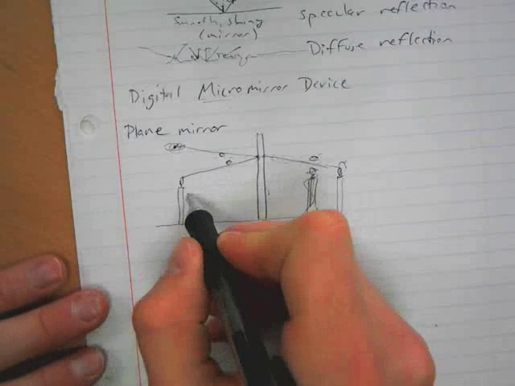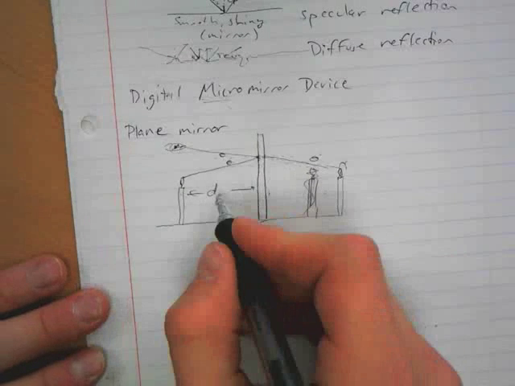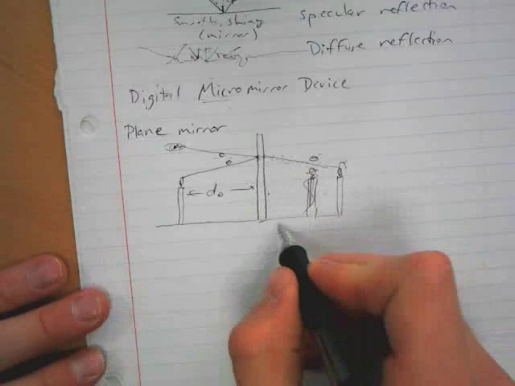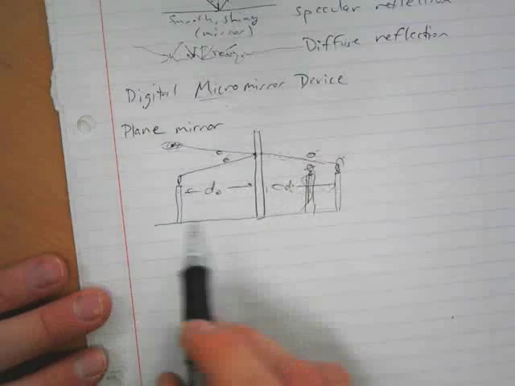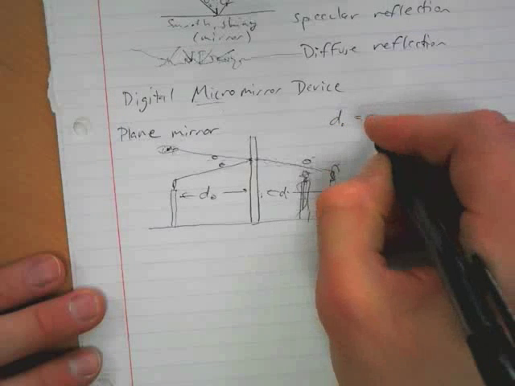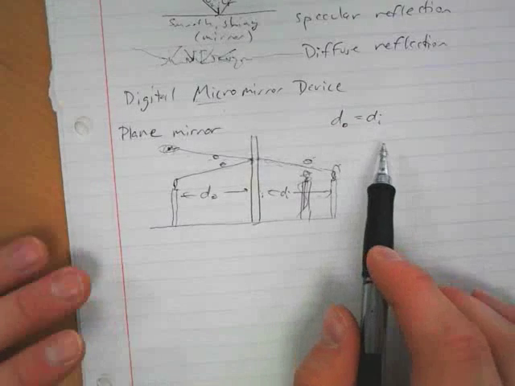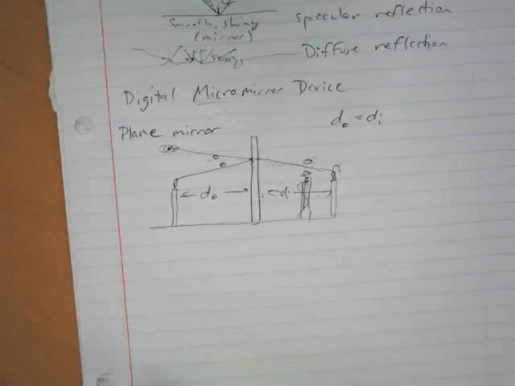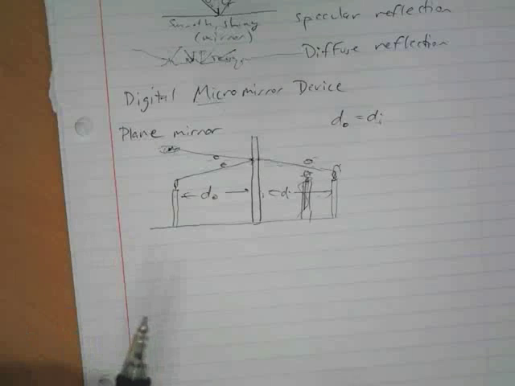So this is called D sub O, our object distance, whereas this over here is D sub I, our image distance. And for a plane mirror, the image distance is equal to the object distance. Where the image appears to be, it appears as though there's an object behind the mirror, the same distance away from the mirror as the object is actually in front of the mirror.